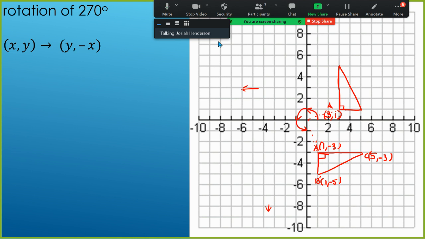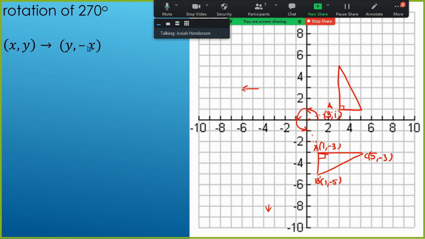Of 270. Here's the rule in black on the left side. All XYs become Y negative X. It's kind of like the exact opposite of the 90 degree rotation. And maybe I should have built in a page where we kind of put them all together. So you know what? I think we'll do that right now.